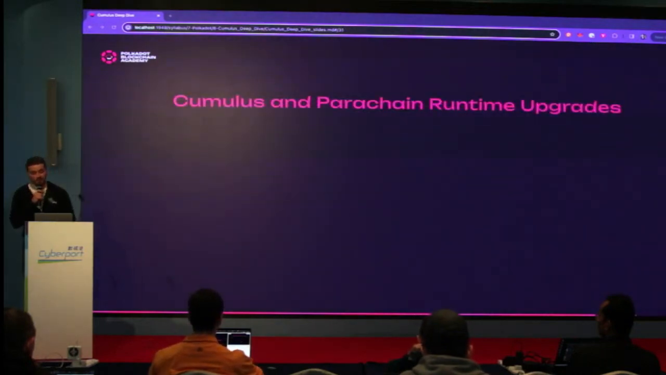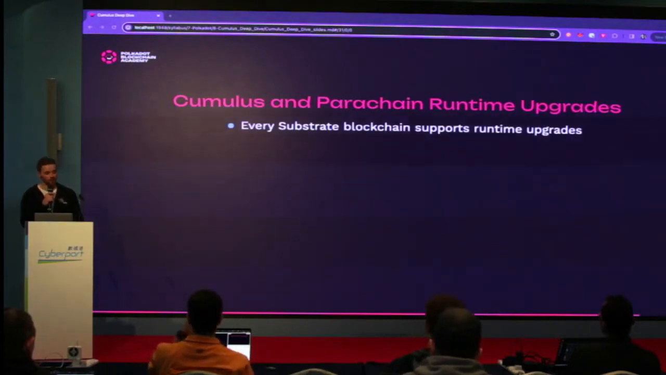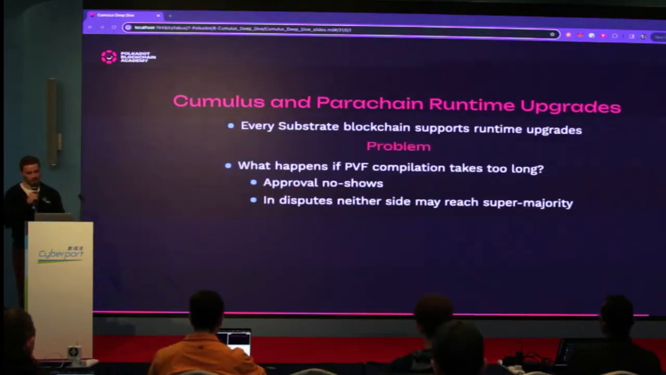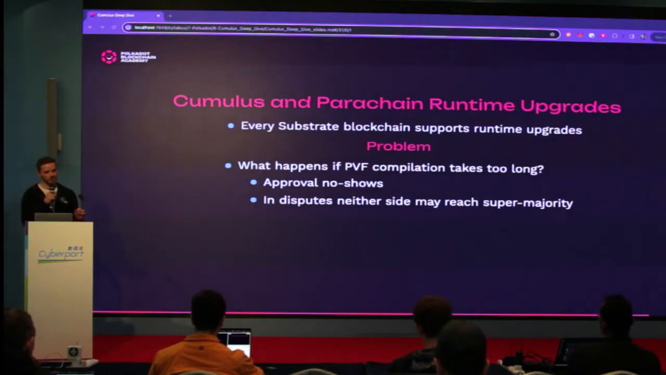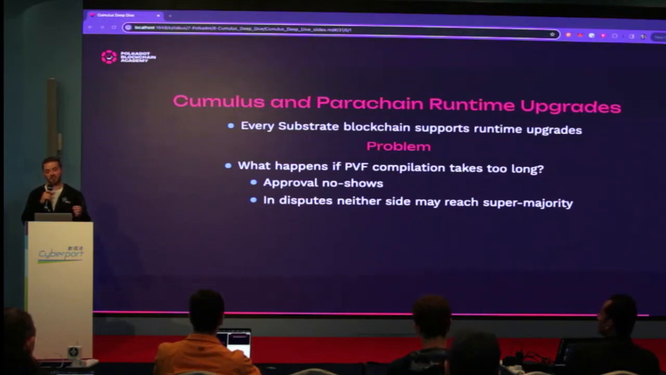All right, so briefly I'll cover how Cumulus enables parachain runtime upgrades. Every substrate blockchain supports runtime upgrades, but for parachains, runtime upgrades are tougher. For instance, what happens if parachain validation function compilation takes too long?